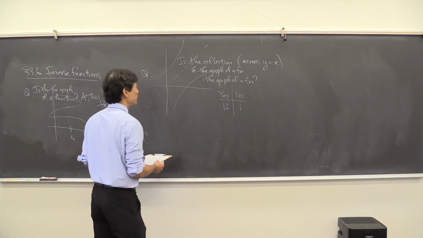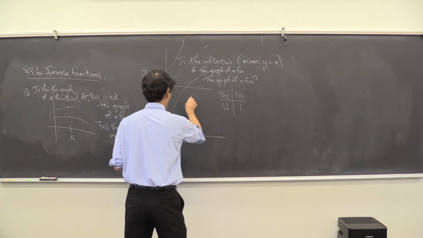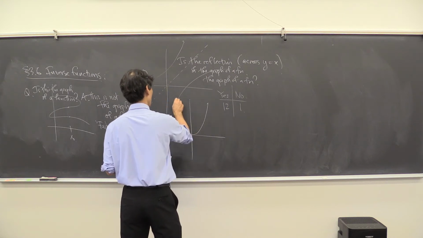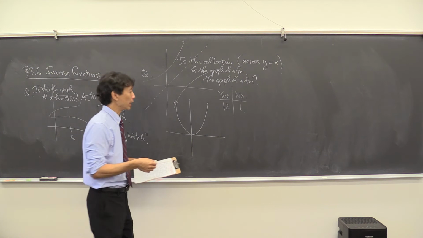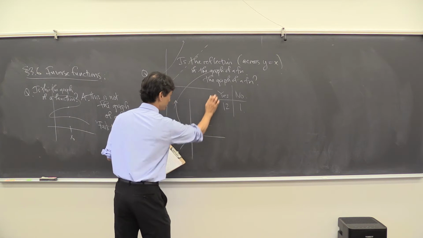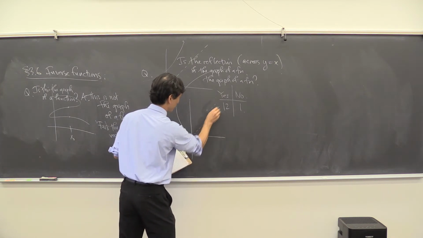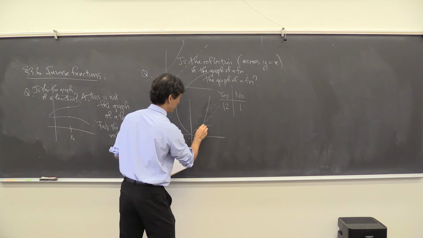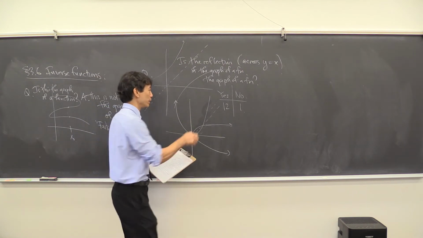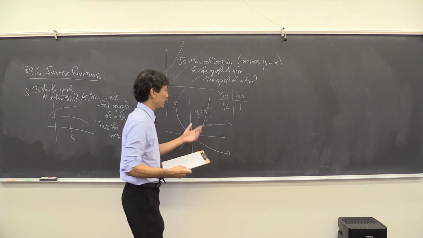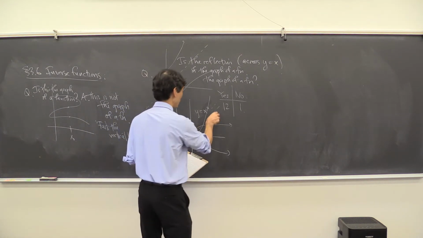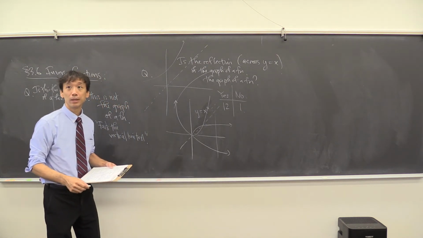The reason is you could have a function that goes something like this, for example, just the x squared function. When you reflect it, you're going to get this. So this is a function, the graph of f of x equals x squared. But this is not a function, because it fails the vertical line test.